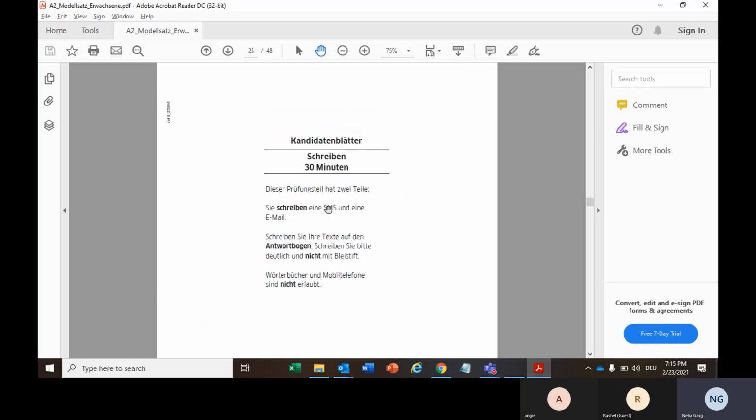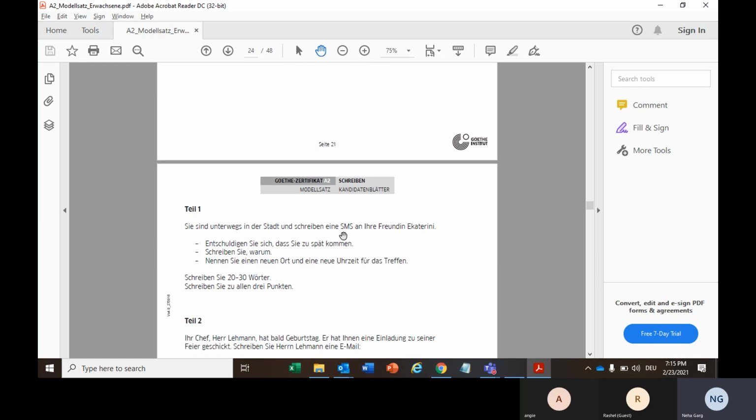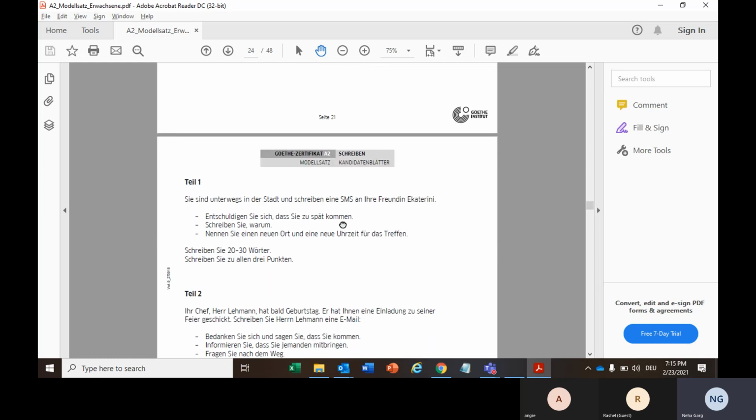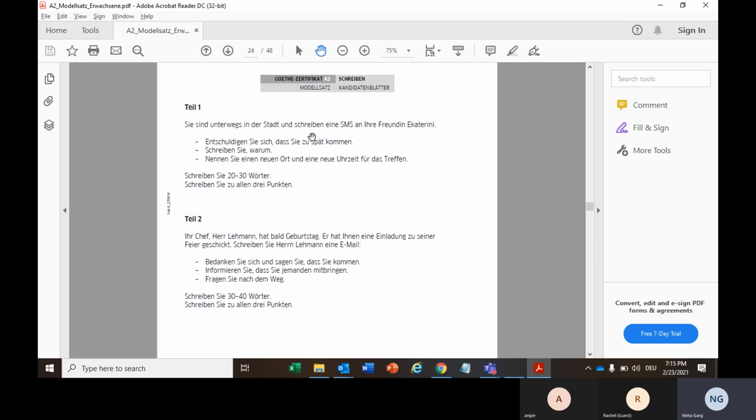So these 30 minutes for both the sections are more than enough. Since the SMS is small and quick, it should not take more than 10 minutes. Ideally you should devote 10 to 12 minutes for Teil 1 and then the remaining time for Teil 2, because the email should be a little longer and it needs more time to write and then for thinking also about what all information you have to involve.